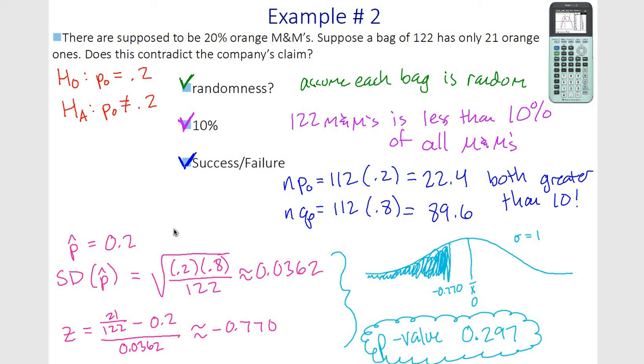1 proportion z-test. So we have our formulas. We have our graph if we want to visualize it. So then we can just plug this into our calculator using a normal PDF. All right. If you're lost, just holler at me in class and I'll be happy to talk to you one-on-one.